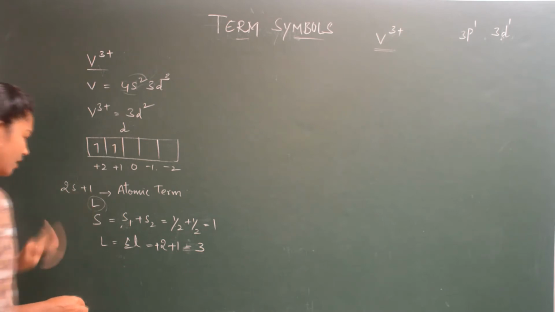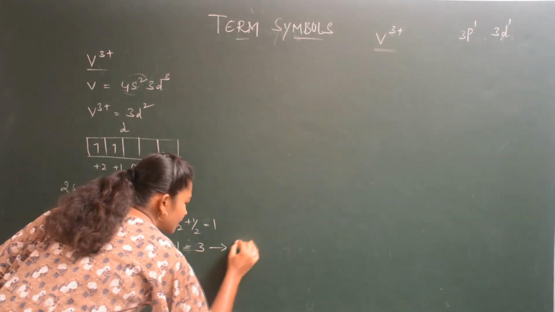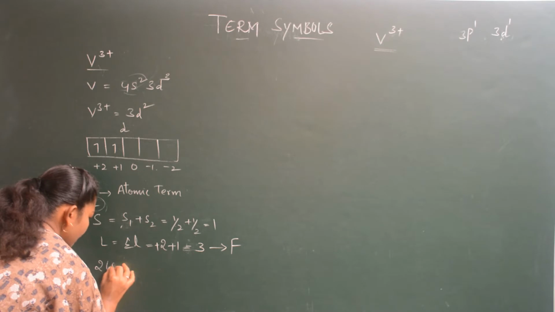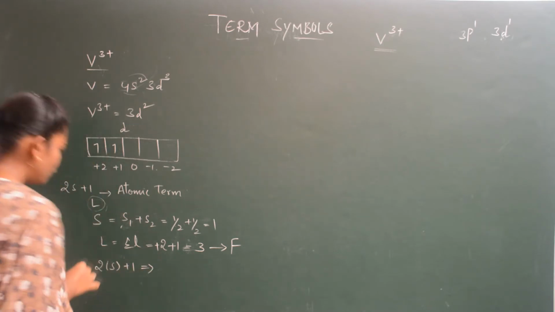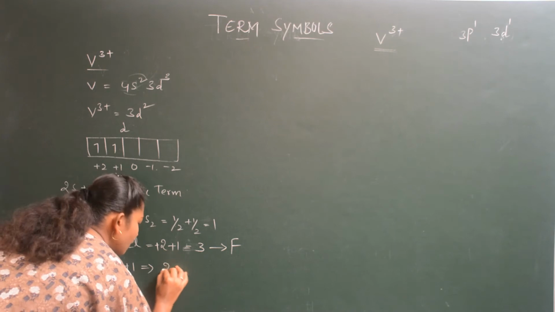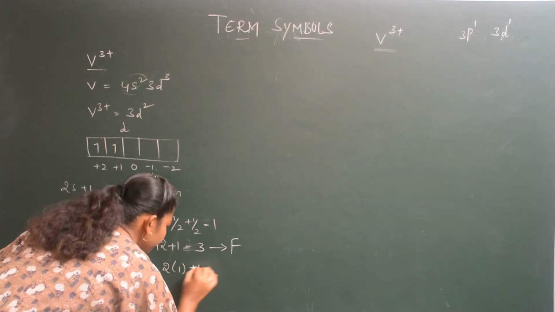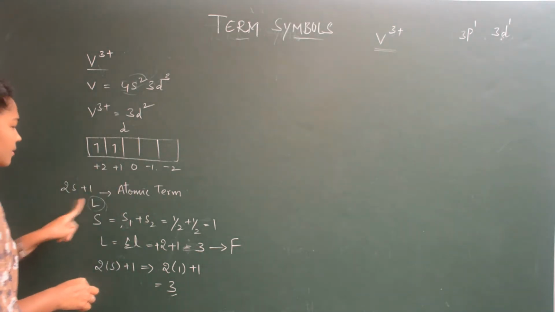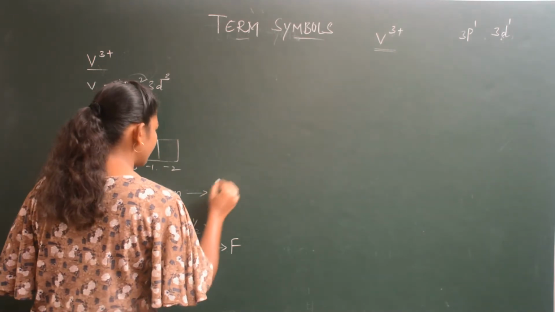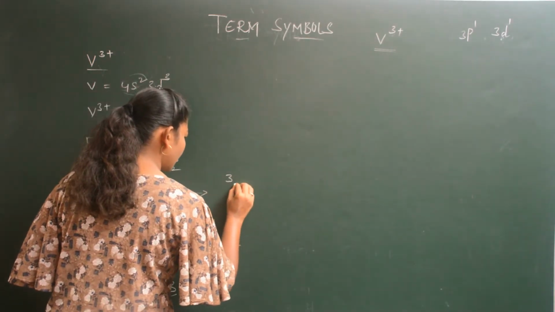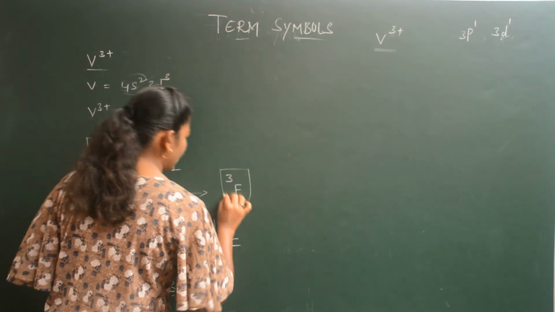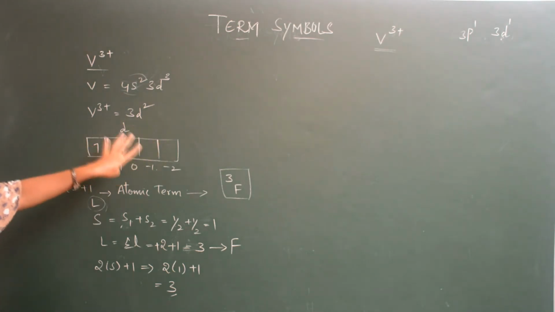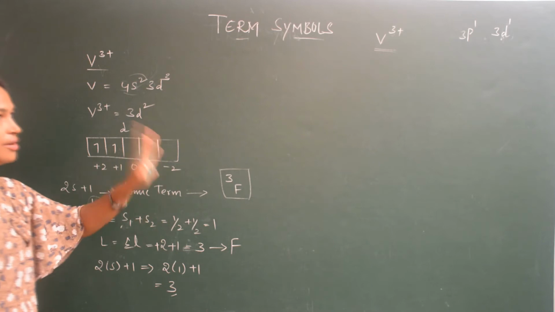So you have to find out 2S plus 1 now. Here you write F. Now you have to find out 2 into S plus 1. 2 into S is 1, so 2 into 1 plus 1. How much will we get? 3. So what is the atomic term now? The atomic term is 3F. Simple. This is the atomic term. So this is a single one, right? 3d2 means only the d orbital you have, so simply you have written it here.